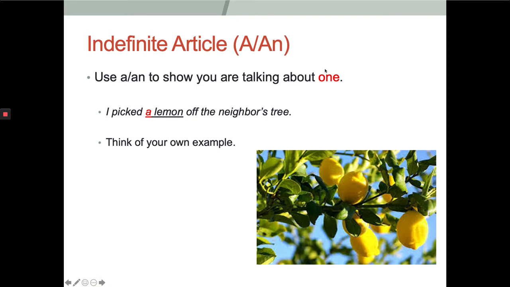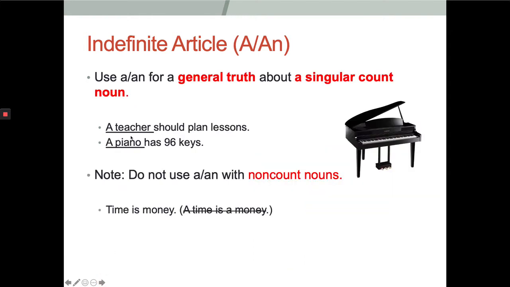We use it also to talk about one, like I picked a lemon off the neighbor's tree. Or I saw a dog across the street. I'm meaning one. This means one. I saw one dog. We use a for a general truth about a singular count noun. A teacher should plan lessons. A piano has 96 keys. I'm talking about general truths about these things, so I use a.